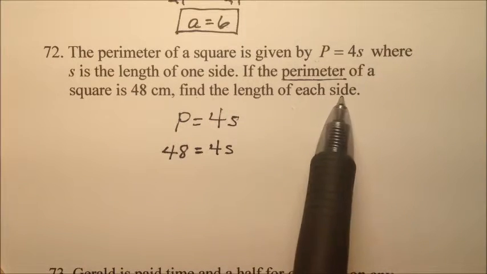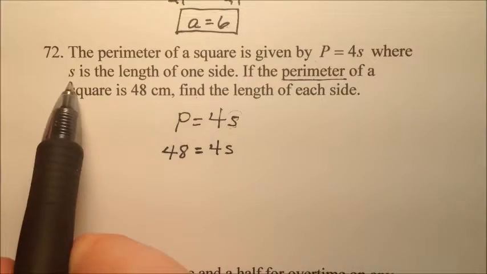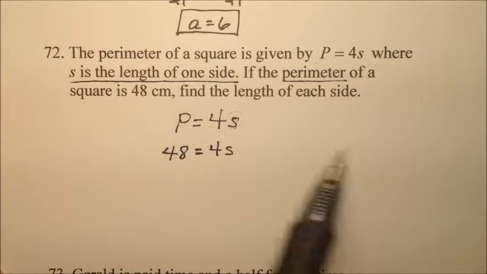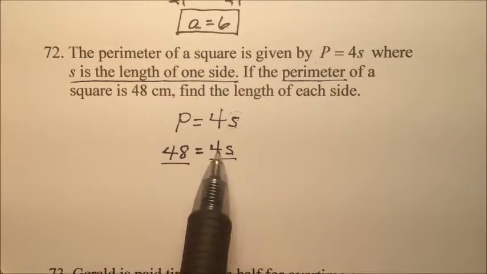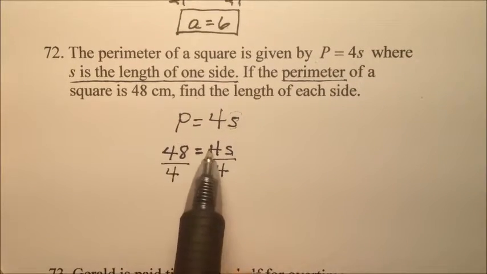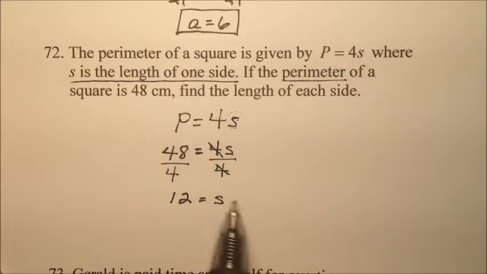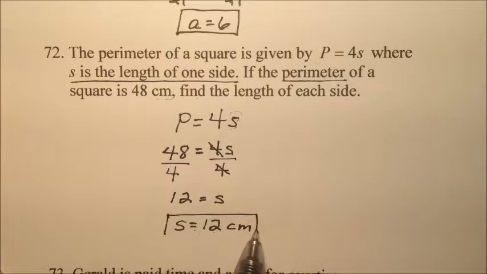And now it says find the length of each side. So what we're looking for here is the S, and it's kind of already been defined for us because it says S is the length of one side. So we don't need to worry about our variable definition because it's already done for us in the problem. So now we're just looking for S. Well, it looks like S is being multiplied by 4, so if we divide both sides by 4, those 4's will cancel, and 48 divided by 4 will be 12. And then we can use our symmetric property of equality and flip those around and say S equals 12. So the side length equals 12, and what's our unit? It's centimeters in this case. So each side is going to be 12 centimeters in length. So there's number 72.